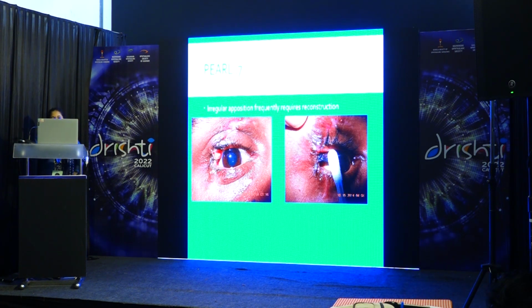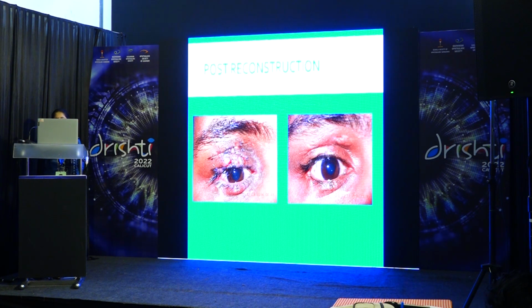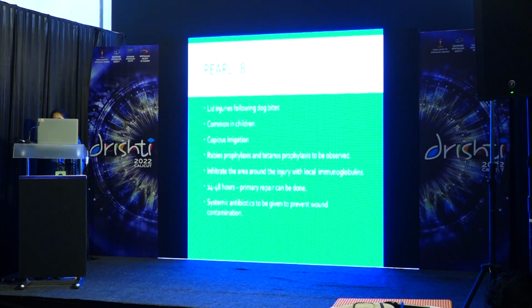Many times patients present with irregular apposition, so they usually require reconstruction to have pleasing results. Dog bites require special mention because these are common in children. Copious irrigation, rabies prophylaxis, tetanus prophylaxis, and infiltrate the wound with local immunoglobulins and then go for primary repair. Systemic antibiotics are usually required to prevent wound contamination.